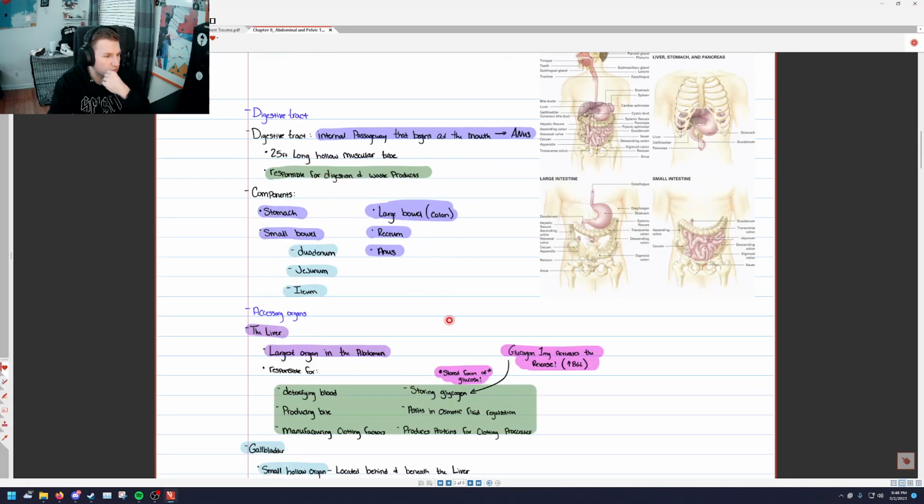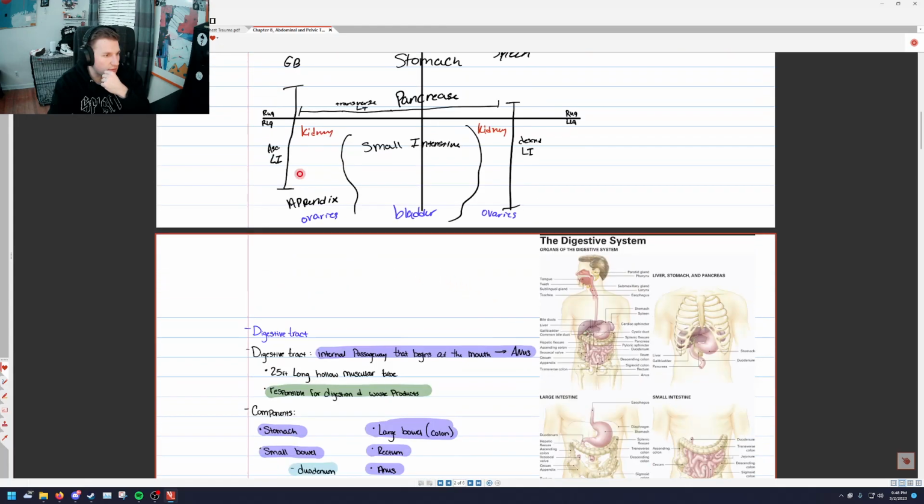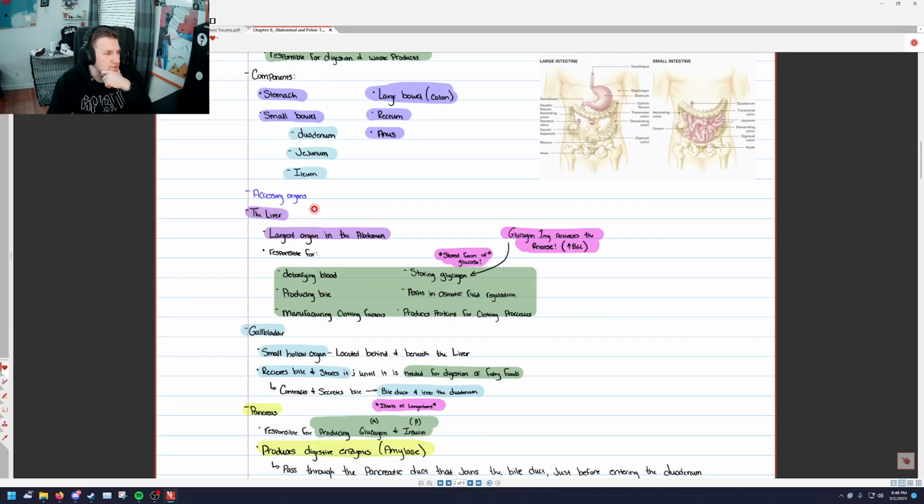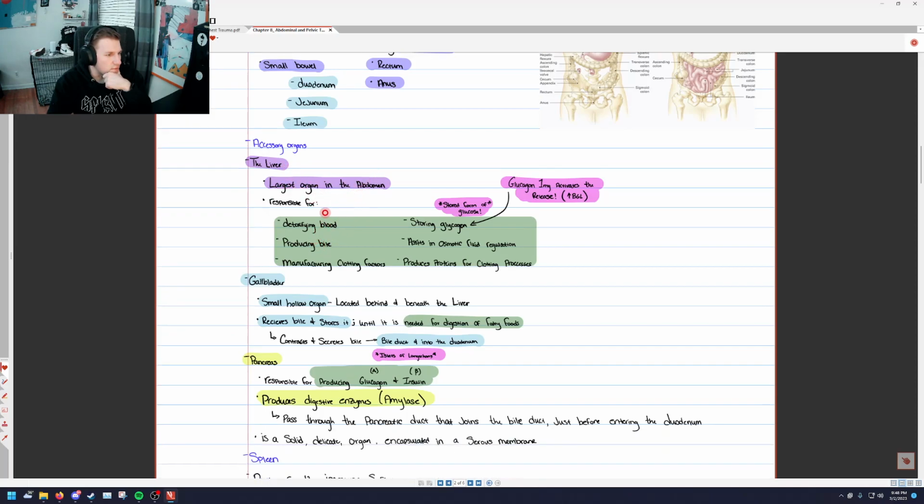Our digestive tract, we should be all very familiar with how that runs. We have a bunch of accessory organs. So we have our liver, which is going to be the largest organ in our abdomen. It's going to be responsible for detoxifying, producing bile, and storing glycogen. If we gave glucagon 1 milligram, this will activate the release of glycogen, which is a stored form of glucose, and increase our blood glucose level. Really wish we carried it. It sucks that we don't.